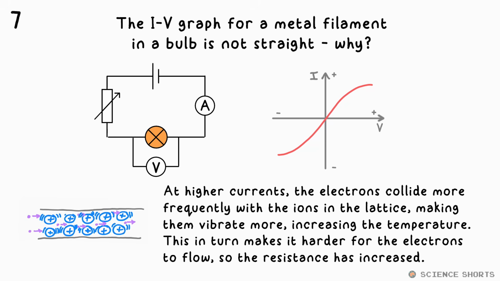That means the resistance gets higher at larger currents. That's why the graph is curved. But just remember that if you want to calculate the resistance from this graph, you always pick a point. You never draw a tangent on this graph, ever.